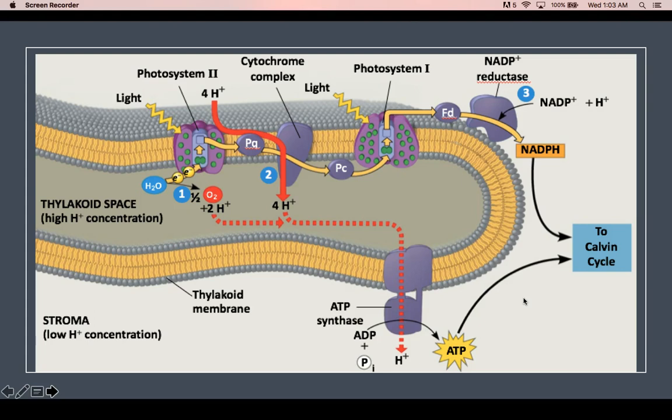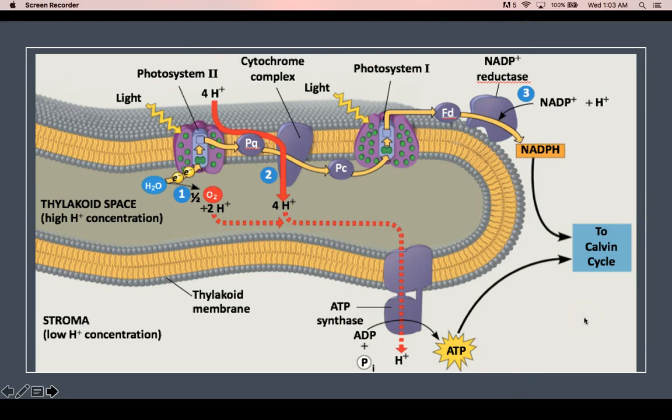So, just as a recap, I'm going to quickly go over part one, which talks about the linear and the cyclic, but I'm going to do it with the linear example. What you see here is a cross section of a thylakoid. And so you have your thylakoid membrane, and this is your thylakoid space. And of course, outside of the thylakoid, we have the stroma.